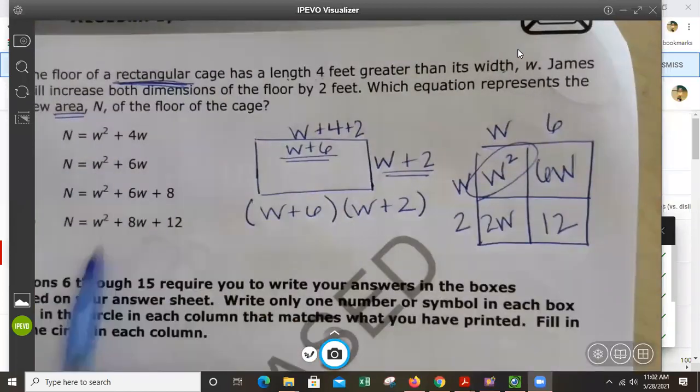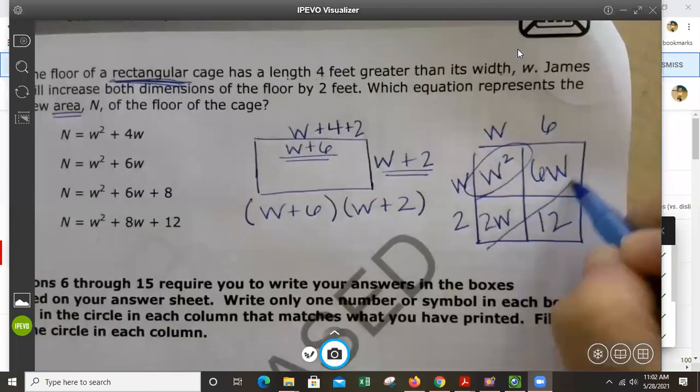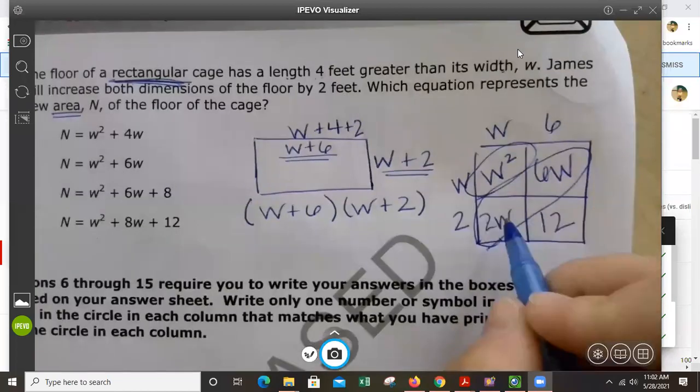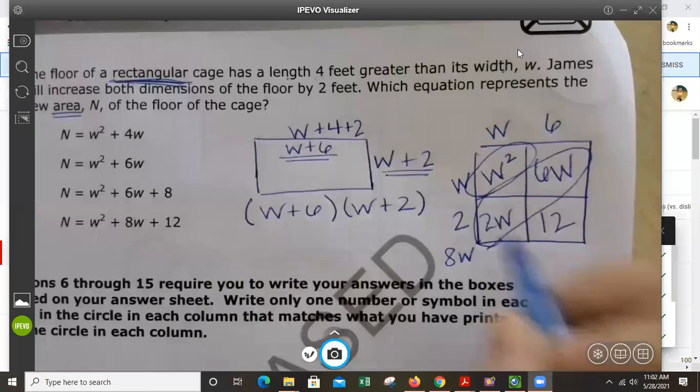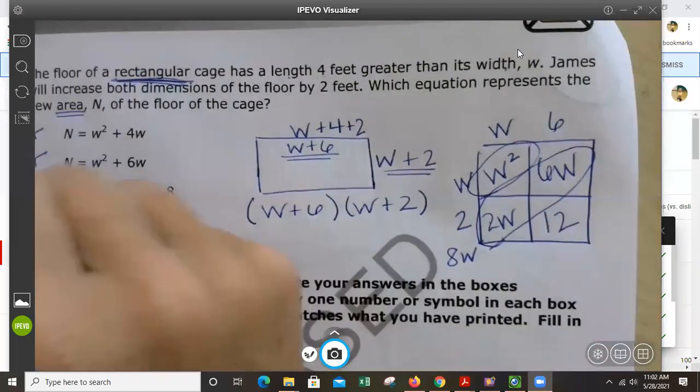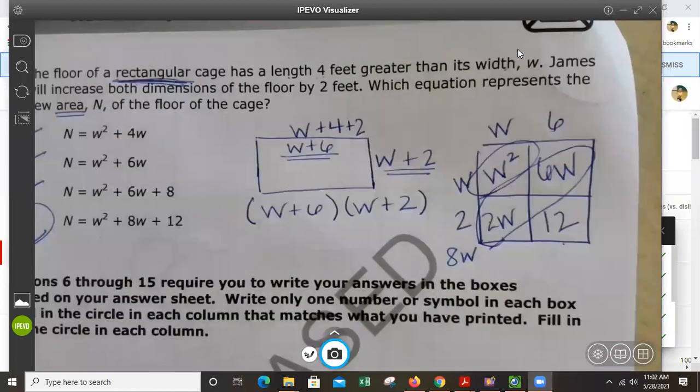They do. I can't eliminate anything. Remember the middle diagonal you add. What is 2 plus 6? They should have an 8W. Well, that eliminates everything except for D, and it should finish with 12.